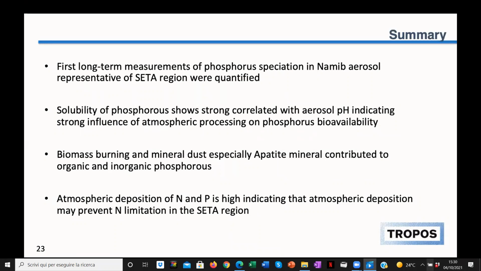We show that the biomass burning and mineral dust contributed to the compositions of the organic and the inorganic phosphorus, and that atmospheric deposition of nitrogen and phosphorus is high, indicating that the atmospheric deposition of particles in this region contains a high amount of these nutrients and can prevent nitrogen limitation in the southeastern tropical Atlantic.